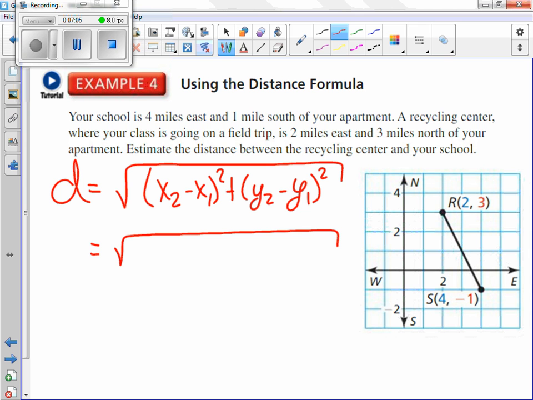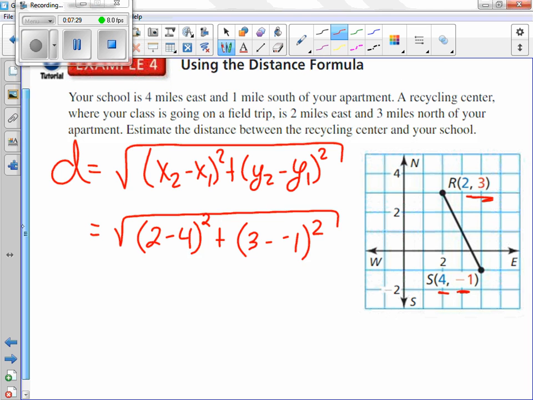Now we have to plug it in. So what are our x values? Well, our x values are 2 and 4. So we can do (2 minus 4) squared plus, now our y values, 3 and -1, (3 minus -1) squared. Now if you did it the other way around and you did 4 minus 2 or -1 minus 3, that's fine. You're going to get the same answer.